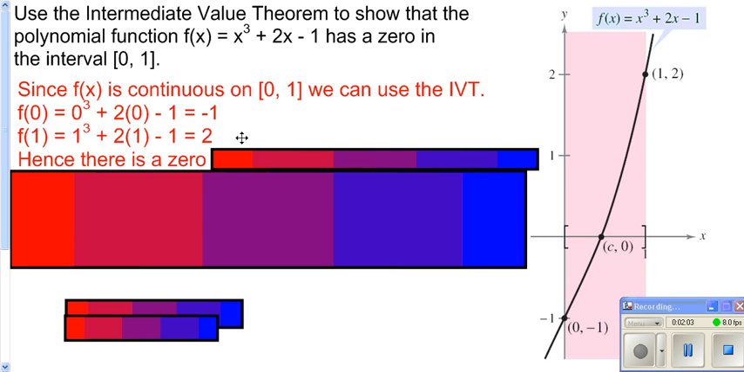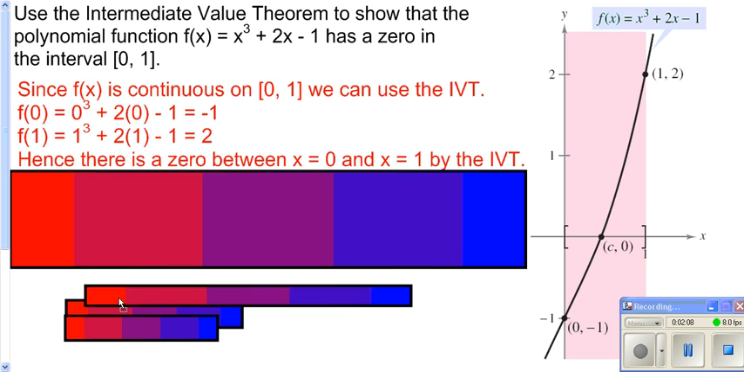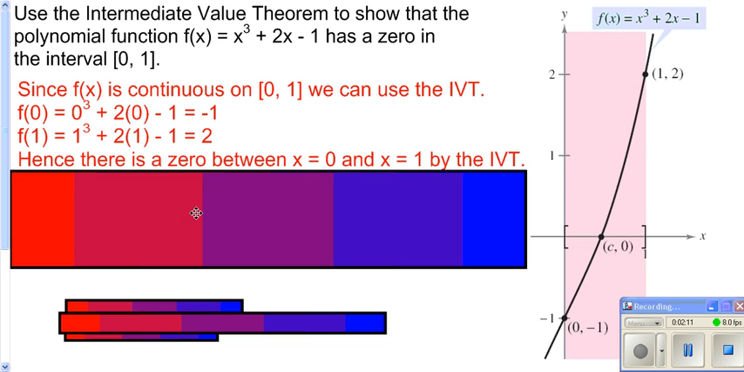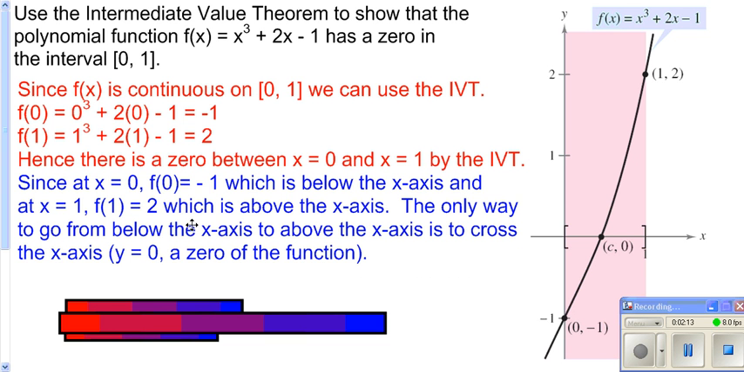Hence, there's going to be a 0 between 0 and 1 by the IVT, because at x being 0 you're below the axis, and at x being 1 you're above the axis. The only way to go from below the axis to above the axis is to actually cross the x-axis, meaning you have a y of 0, or a zero of the function. And that would have to occur between 0 and 1. And that's what the intermediate value theorem is saying.